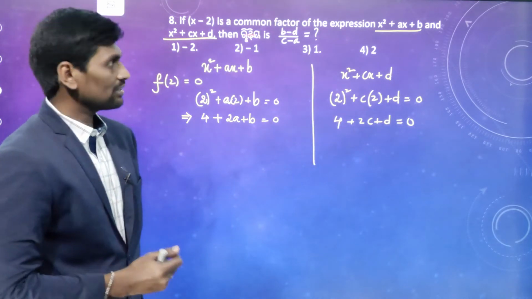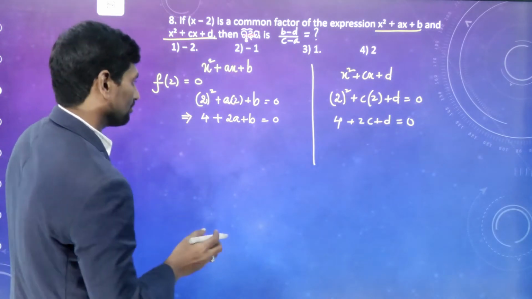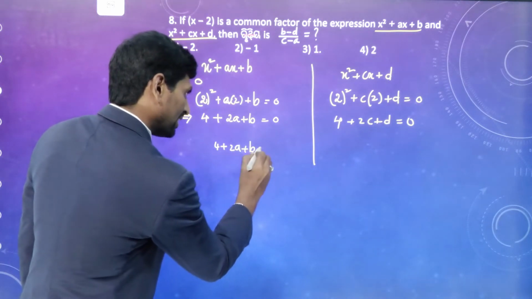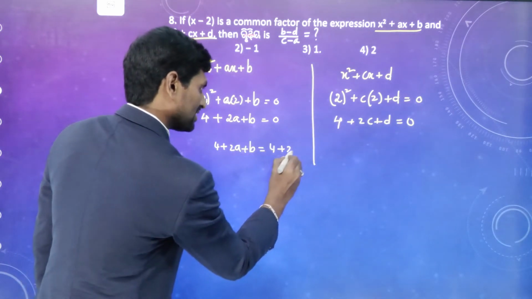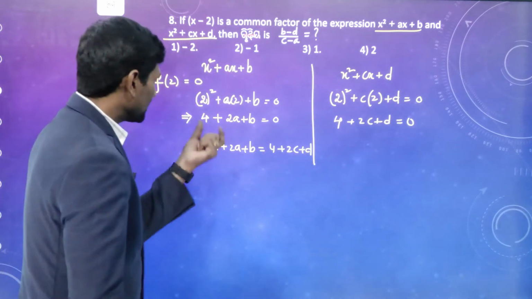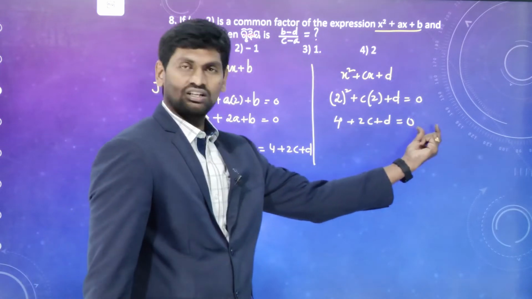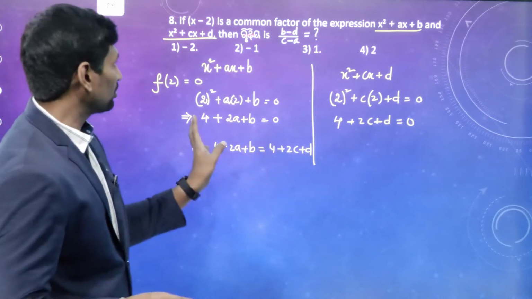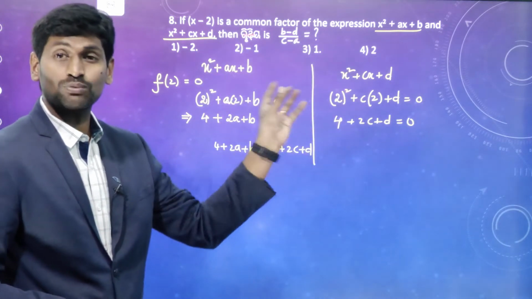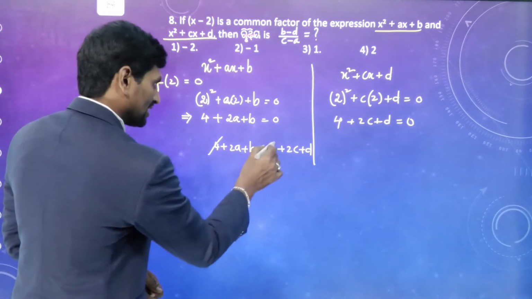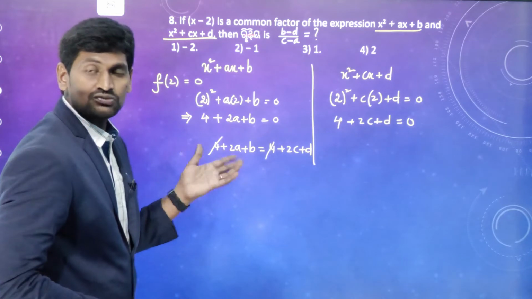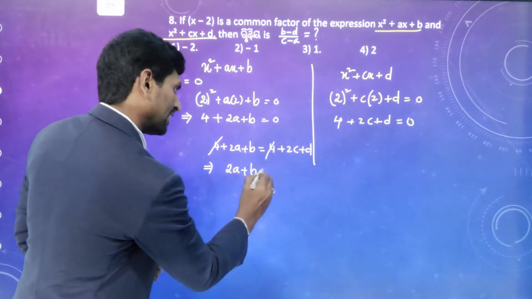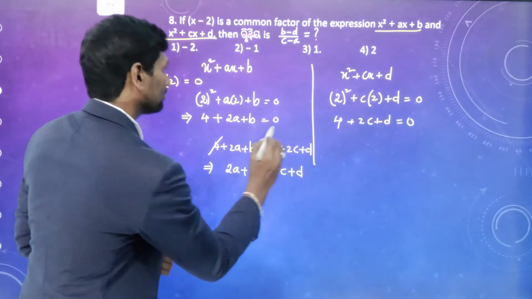Both look the same, because both have the common factor. We can equate both of them. I am just equating 4 plus 2a plus b equals 4 plus 2c plus d. Because first equation RHS is 0, second equation RHS is also 0. If the RHS parts are equal, we can equate LHS parts, right? Both are having the same common factor. Right. Both sides 4 cancel. What is remaining here? 2a plus b equals 2c plus d.